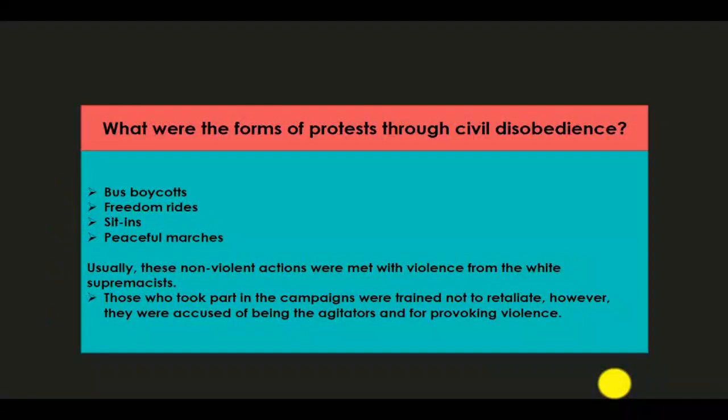So, what were the forms of protest through civil disobedience? Okay, and remember that these may form the case studies that you will be given in your source-based questions. So we're going to be looking at the bus boycotts, the freedom rides, sit-ins, peaceful marches, and usually these non-violent actions were met with violence from the white supremacists and often the police as well. Those who participated in the campaigns were trained not to retaliate, but they were accused of being the agitators and of provoking the violence because they embarked on these passive resistance campaigns.